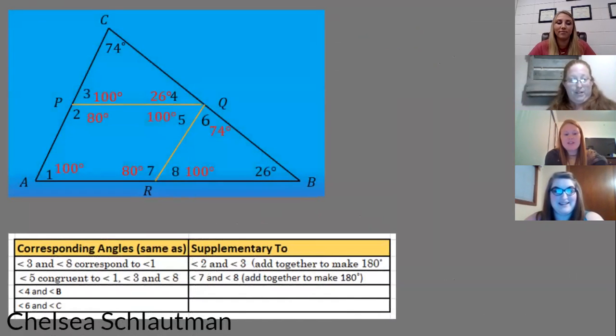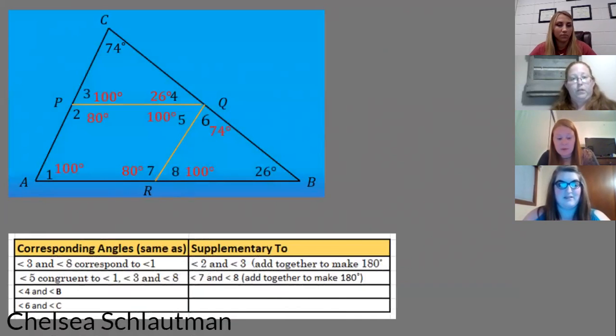All right, so we're going to touch on corresponding and supplementary angles like Faith had talked about earlier. So in this one, we are asked to find the different measures of 1 through 8. And first, we're going to start with the information that we are given, which is angles C and B. We're given 74 degrees and 26. Well, we know that the interior of a triangle needs to add up to 180. So we're going to add the 74 plus the 26, and then deduct that from 180, and that will give us our answer for angle A, which is 100 degrees.